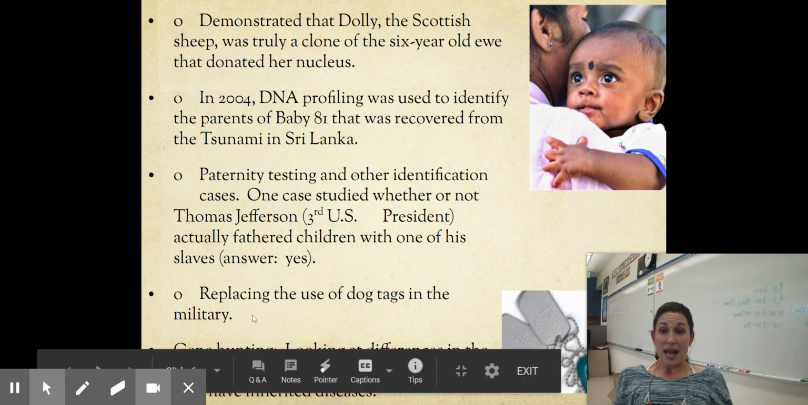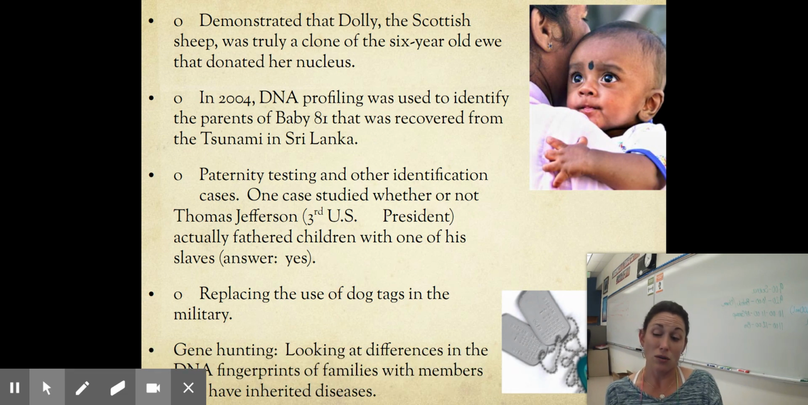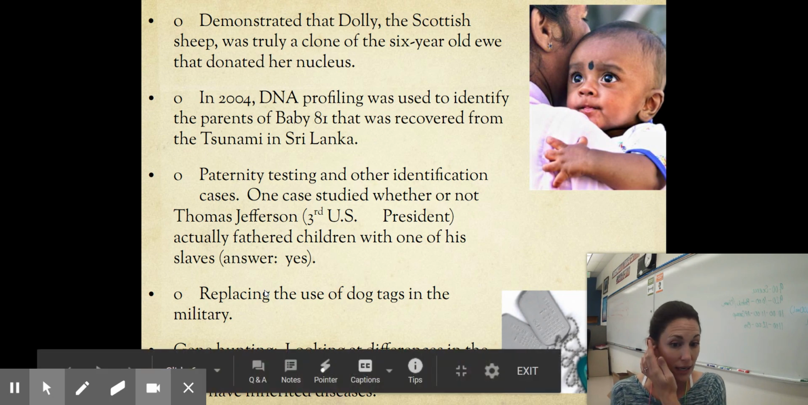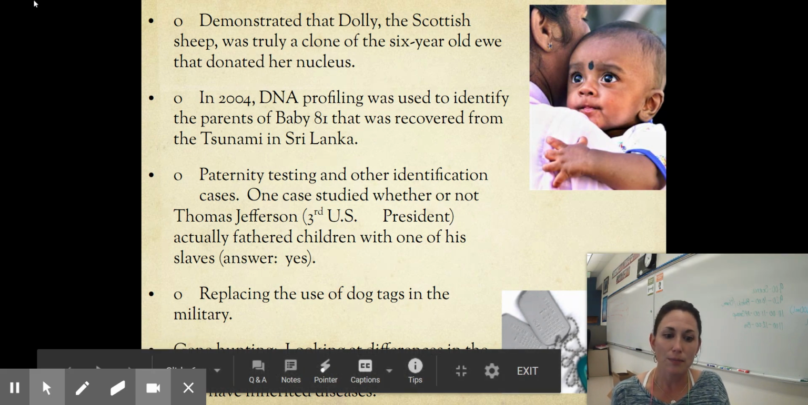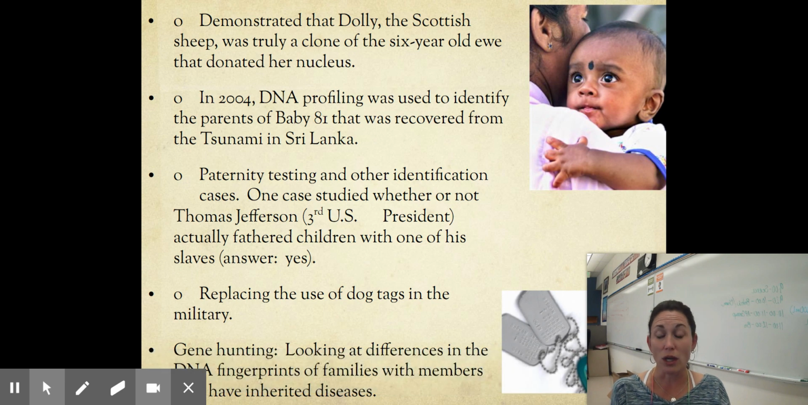We've been able to use DNA profiling to help replace the use of dog tags in the military, because dog tags can easily get lost. If we can prove the existence of DNA from recovered bodies, then we know which of our fallen soldiers have actually fallen in battle, which has been pretty successful. And then we've actually been able to look at the differences in DNA fingerprints of families that have inherited diseases that we're trying to trace, letting people know what their risks are for the inheritance pattern for these disorders.